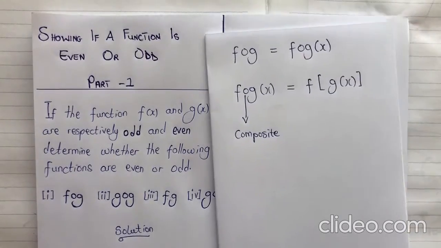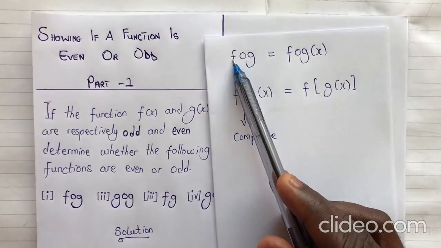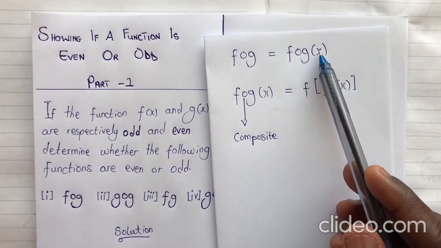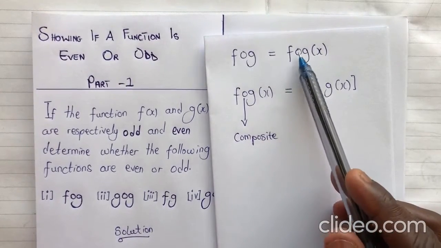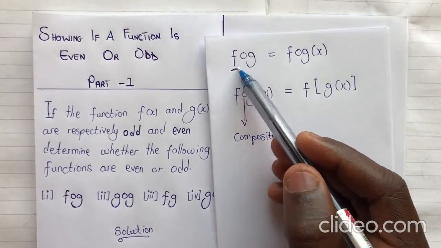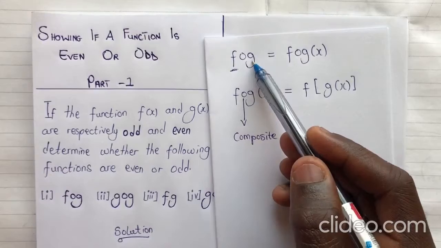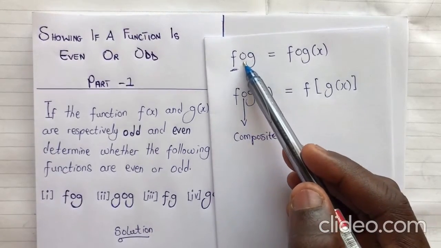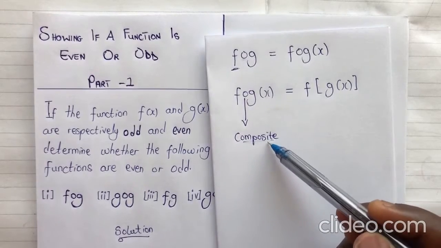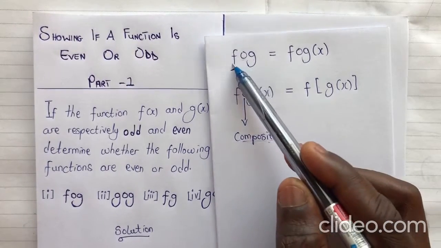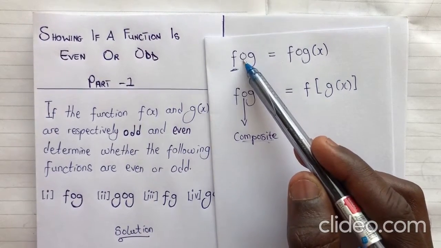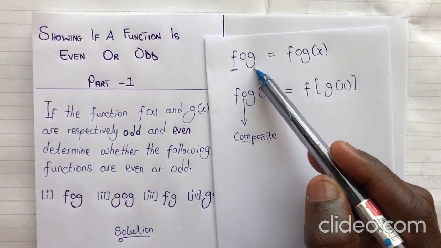When you look at this very carefully, I have a function here which is fog, which is the same as fog of x. Fog of x simply means the function f of x composite g of x. Now this small circle you are seeing here is known as the composite symbol. So f composite g means the f of x function into what? The g of x function.